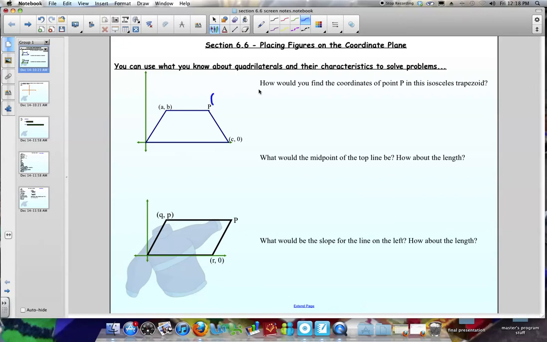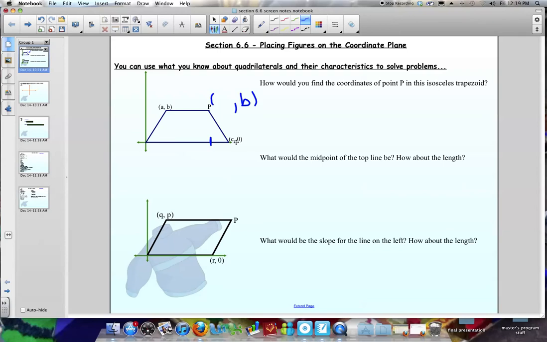because these coordinates, since this one is horizontal, this one has to be horizontal because these are parallel. So the y-coordinate, how high up this point is, would have to be the same as how high up this point is. So the y-coordinate would have to be B. The x-coordinate would be how far out from 0 it is. In other words, how far is this spot from 0?